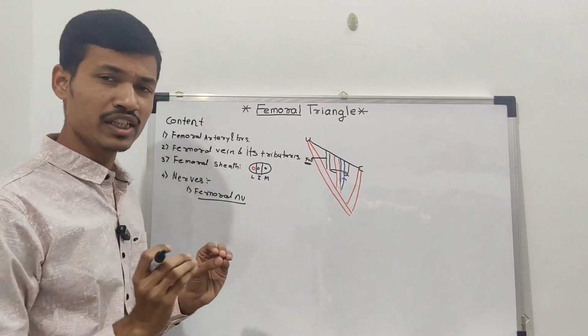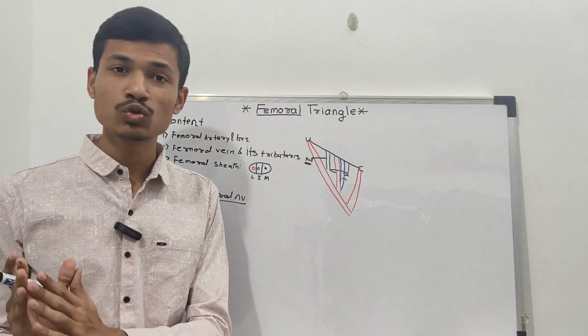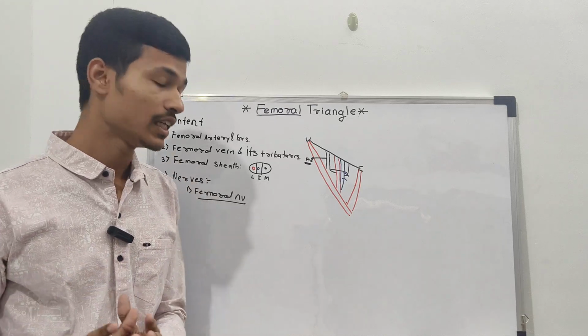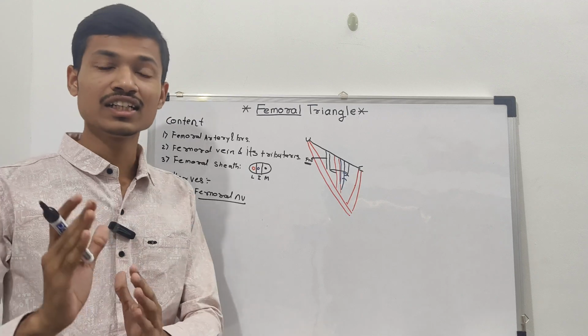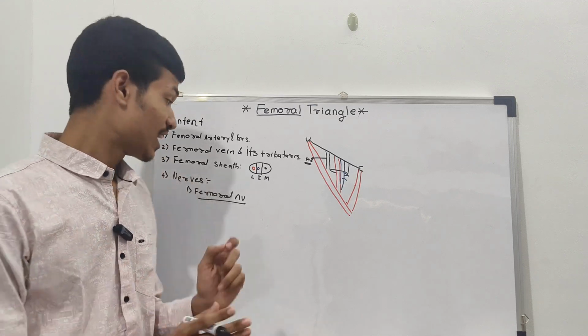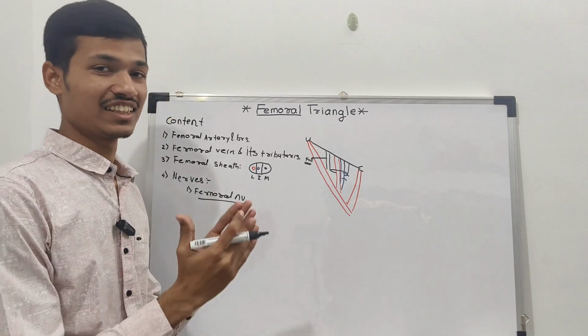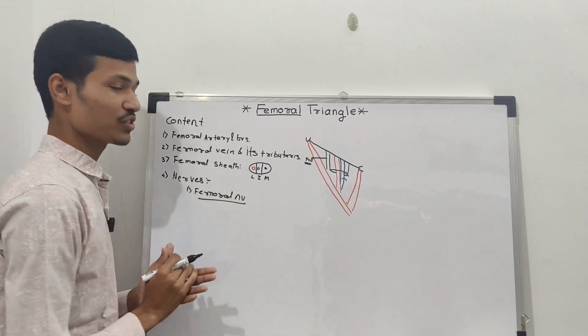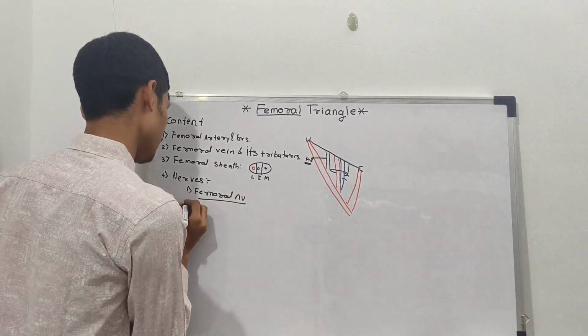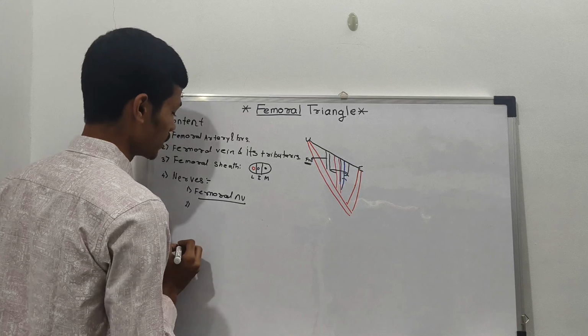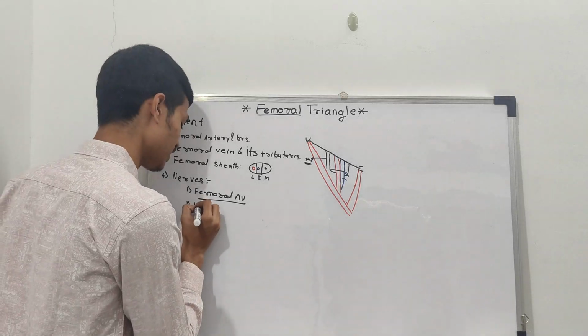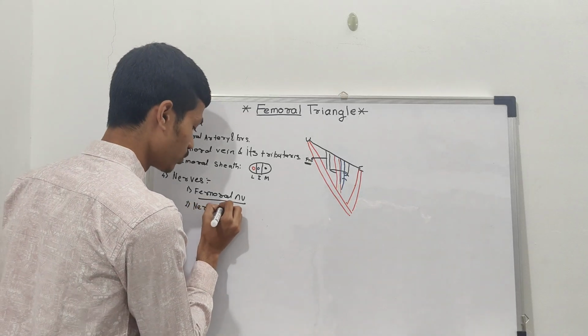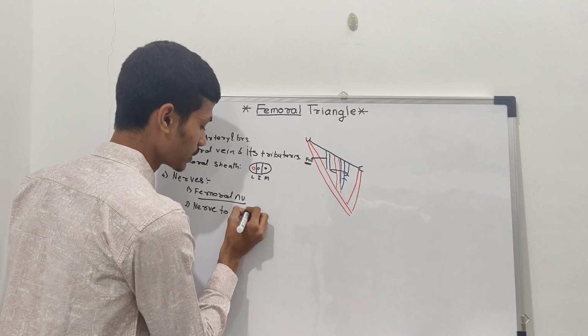The femoral nerve basically lies in the groove between two muscles. Which are these two muscles? Psoas major and iliacus. Between those two muscles, there is the femoral nerve. The next nerve is the nerve to pectineus.